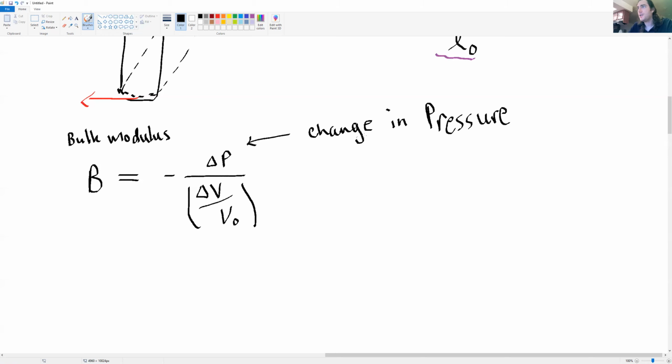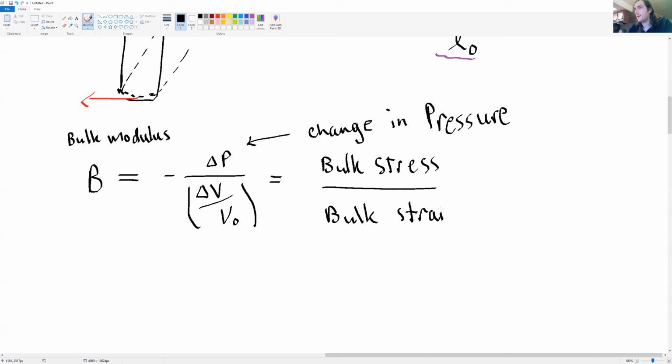Okay, so change in pressure up top. The change in pressure, this is the bulk stress. So bulk stress is a change in pressure, okay? And on bottom, we have bulk strain. This is the kind of elongation, but it's really a volume, right? It's a change in volume over the initial volume. So the volume elongation, maybe you could call it. And that is bulk strain, okay? So that is bulk stress over bulk strain.